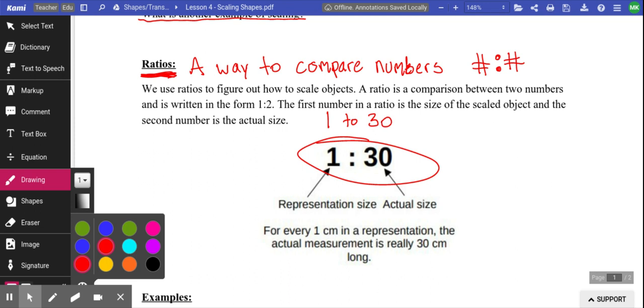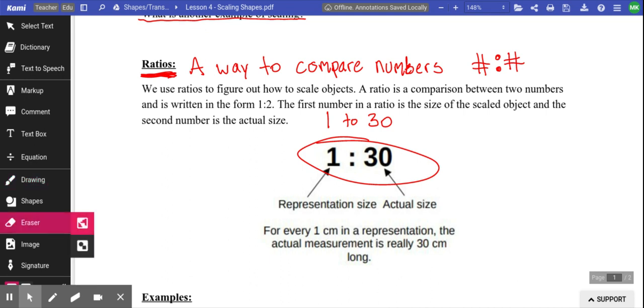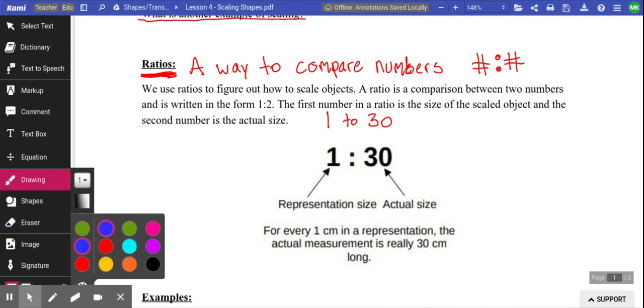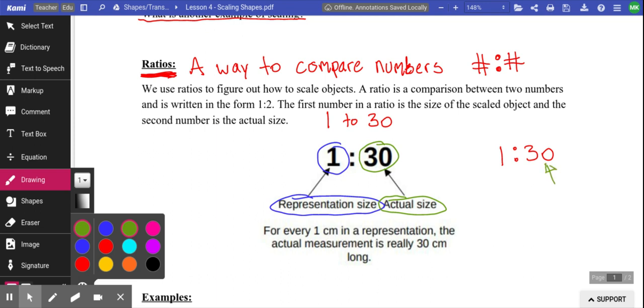When we scale something and we put a number and then another number, the first number is the representation size. This first number is the representation size, so it's what I'm turning something into. The second number is the actual size of something. So if I had this ratio of 1 to 30, 30 is my actual size. 1 is my new size. So for every 30 long something is, I would now only be 1 long. This would be scaling down, right? My new size is smaller than my actual size.